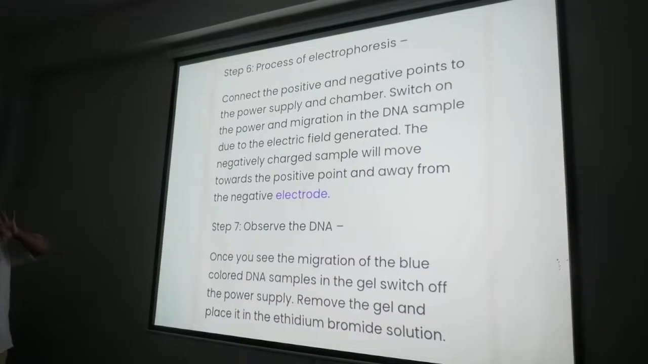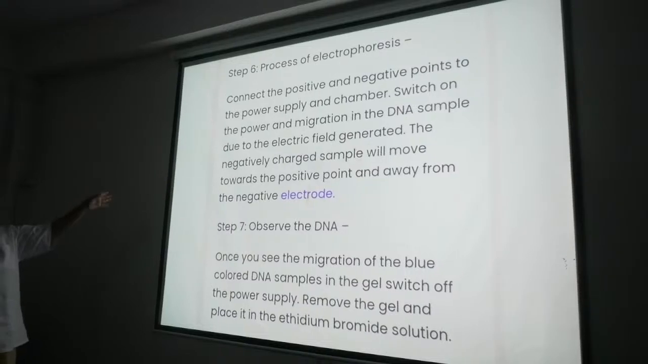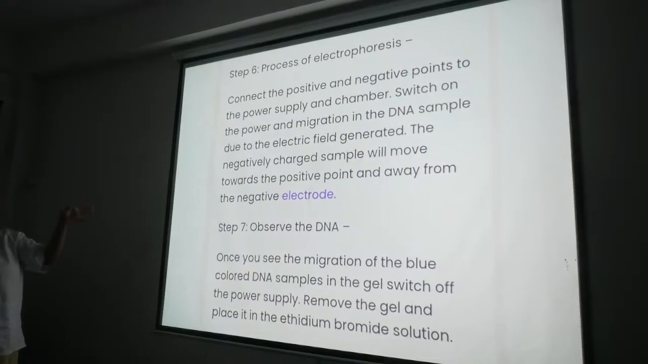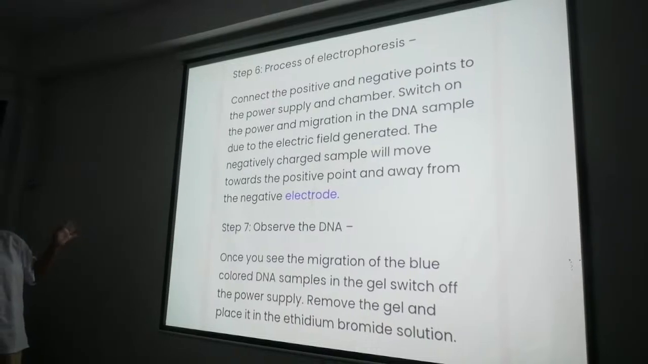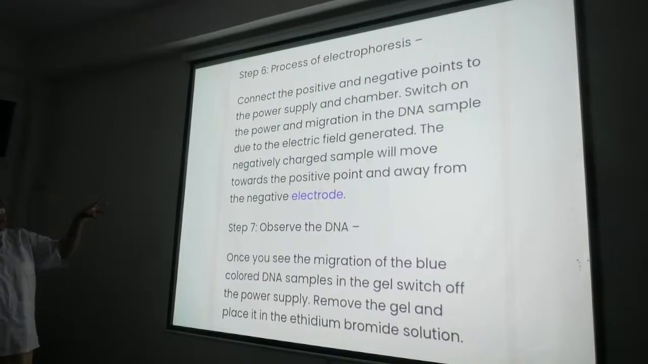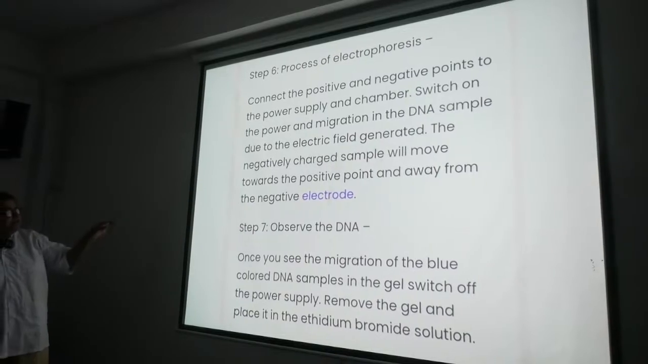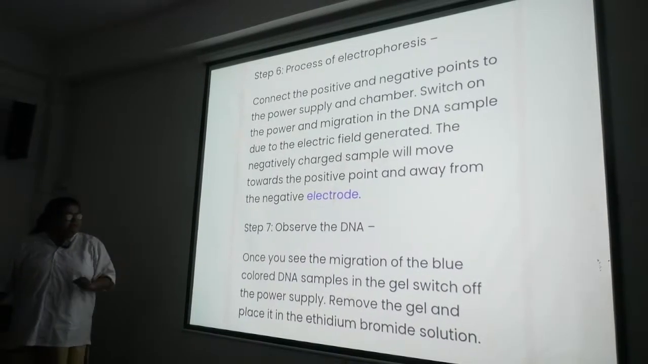The basic principle is the same for all kinds of electrophoresis. That means the negatively charged will move towards the positively charged electrode, and the positively charged sample will move towards the negatively charged electrode. As DNA is negatively charged, it moves towards the positively charged electrode. Okay, and observe the DNA.